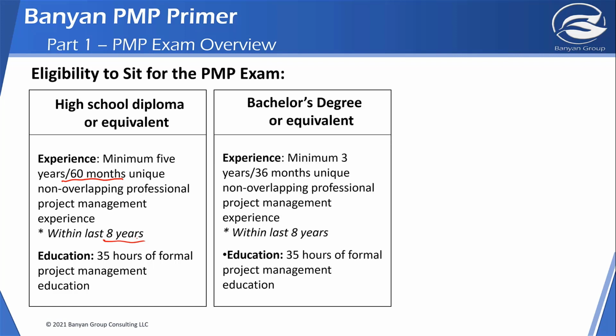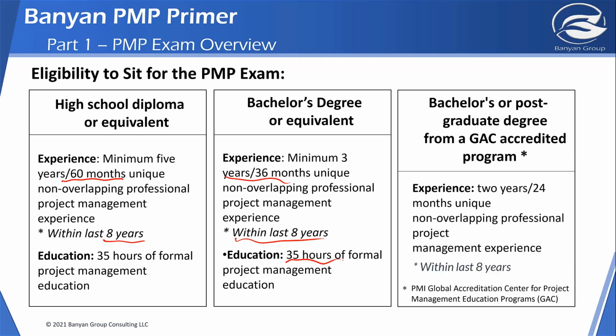Now, if you have a 4-year degree or an advanced degree, they don't require as much experience. They're looking for 3 years or 36 months, unique, non-overlapping professional experience, and that again has to be gained within the last 8 years. And again, they want to see 35 hours of formal project management education.